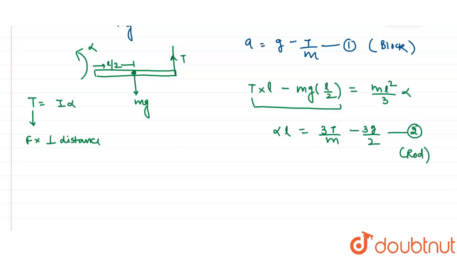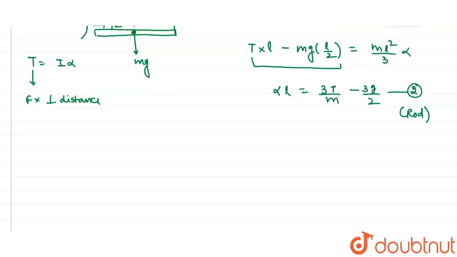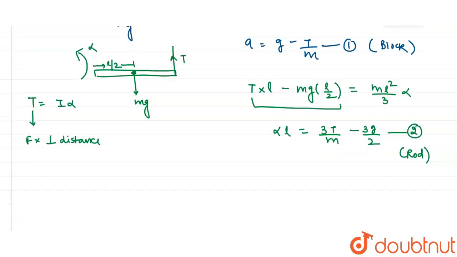Now as you can see, for the block the equation is a equals something, and for the rod the equation is alpha l equals something, and we already know that a equals alpha l because the string is ideal. So I can write that equation 1 is equal to equation 2.